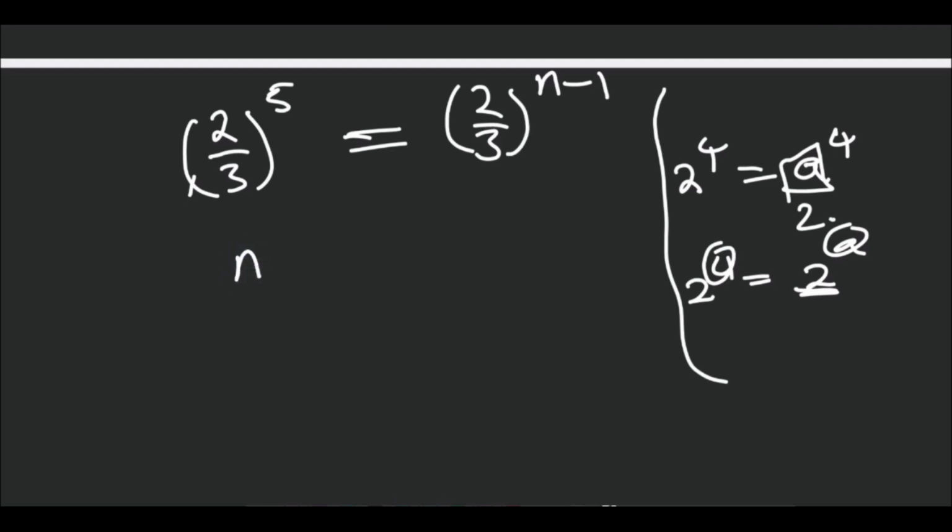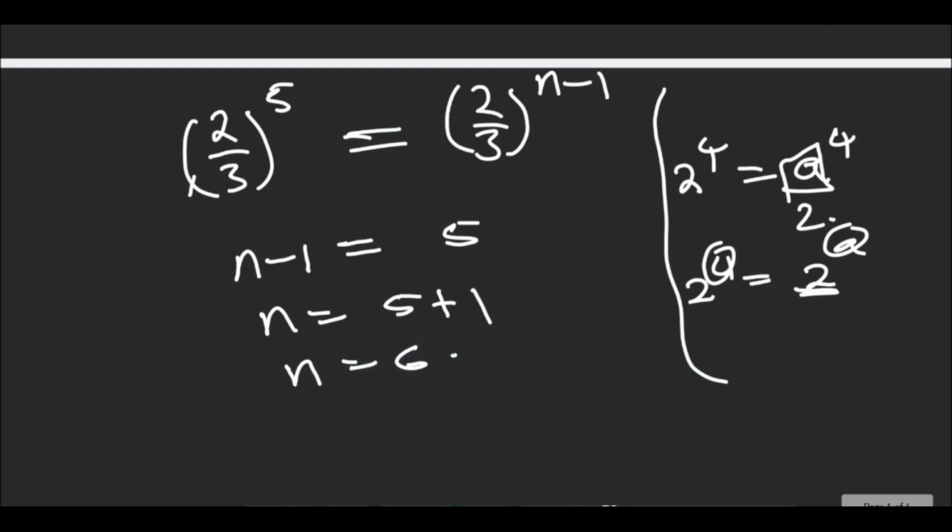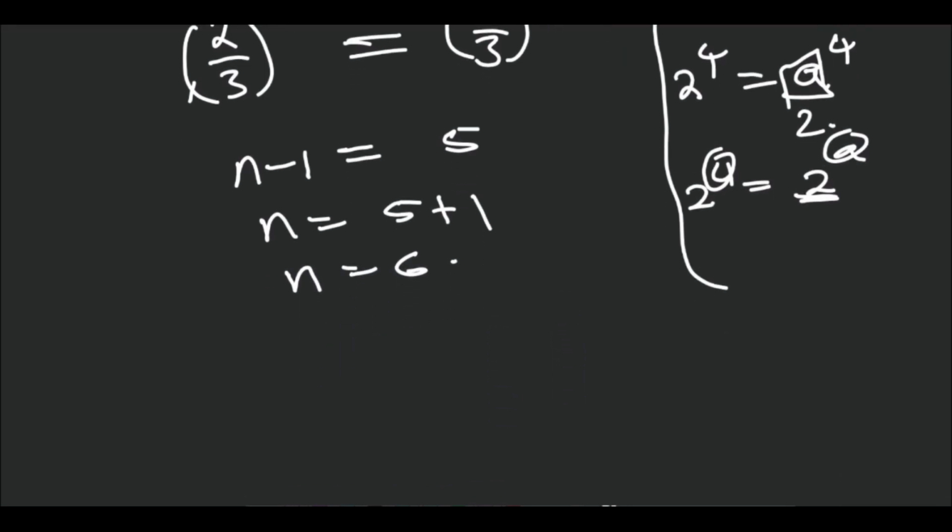All right, so that's going to be n minus 1 is equal to what? Is equal to 5. All right, then it's an easy algebra now at this point. So n is equal to 5 plus 1. All right, n is equal to 6. Then we're done. We have found the term that is equal to 32 over 243. So that's what was asked of you to do.